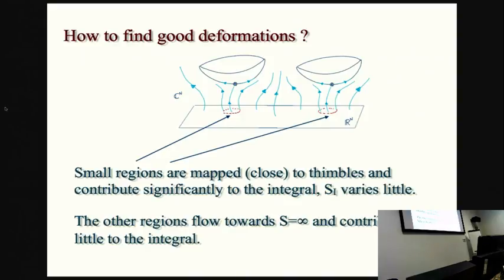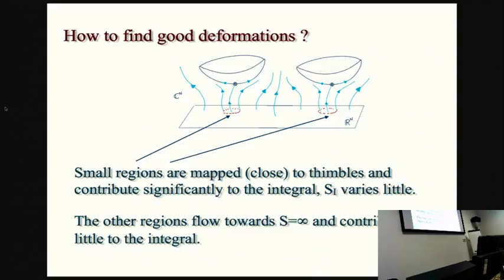Now, since the flow is tangential to the thimble, the imaginary part of the action along the thimble is fixed. But since the flow conserves the imaginary part of the action, it means that only one point or an infinitesimal region in the real plane is mapped by the flow to a region that's very close to one thimble. Imagine the real plane here evolving, getting like a melted plastic thing and approaching the different thimbles. The more you flow, the closer you get to the thimble. But you never cross a thimble because the flow is tangent to the thimble. You can never cross it.